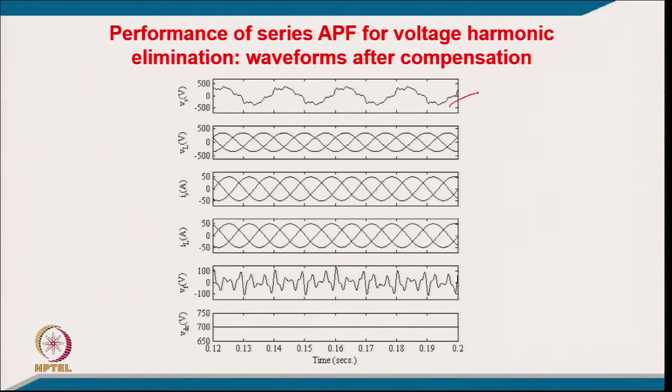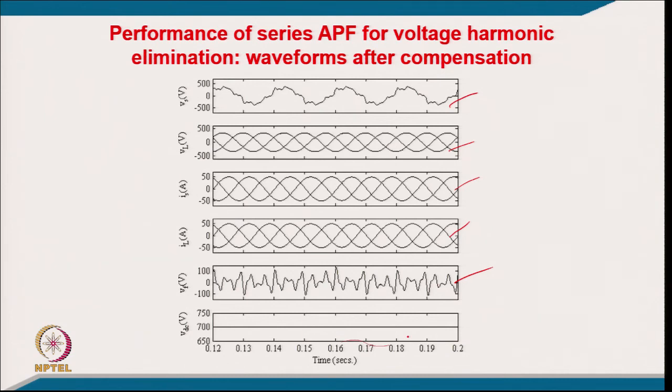So, this is the distorted voltage of the supply, but the load voltage is sinusoidal, and the load current is also sinusoidal because it is a linear load. This is typically the same source current and load current because of the series connection, and this is the injected voltage by the series active filter, so that the load voltage is sinusoidal, and this is the DC link voltage regulator.